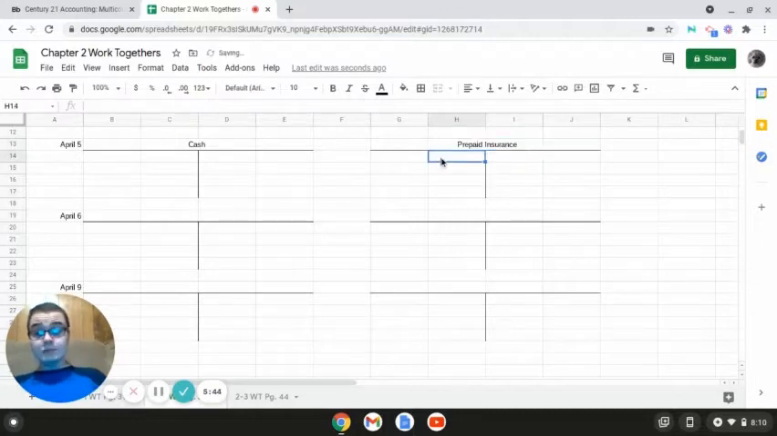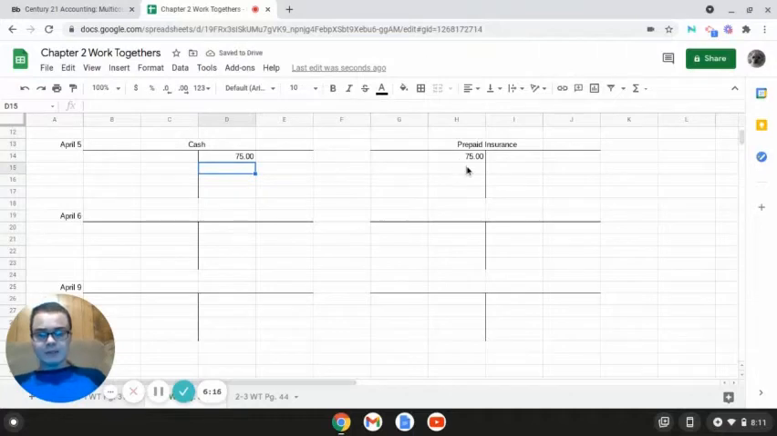Okay, next we have to determine what account gets debited and what account gets credited. So the transaction read that we paid cash for insurance and the amount was $75. So again, anytime that we pay cash for something, that means that our cash account is going down or being decreased. So for this transaction, we are going to debit $75 for prepaid insurance, and then we're going to credit cash for the same amount.